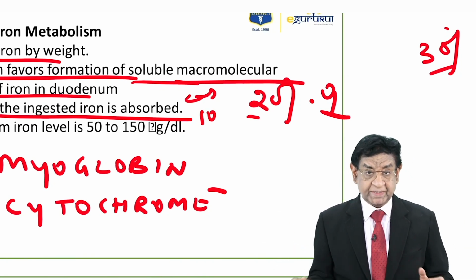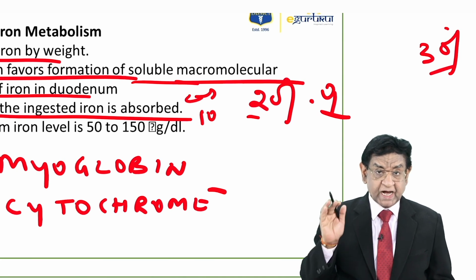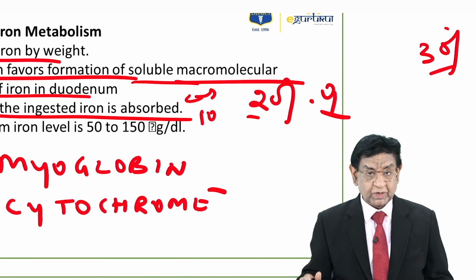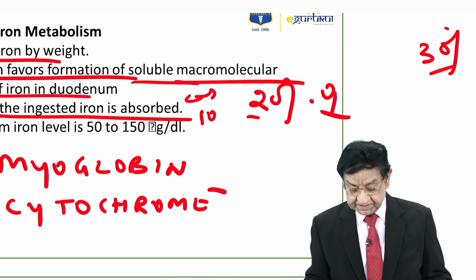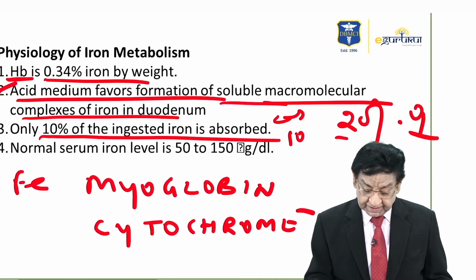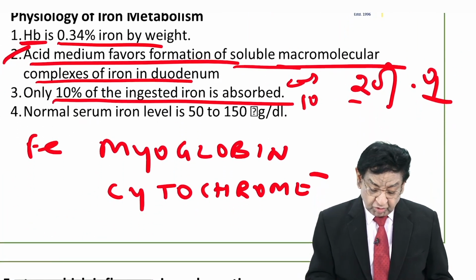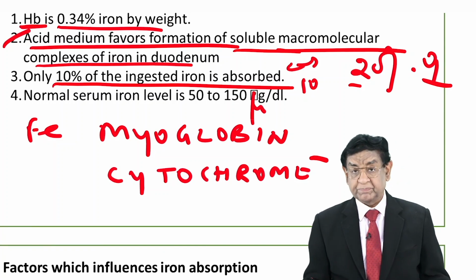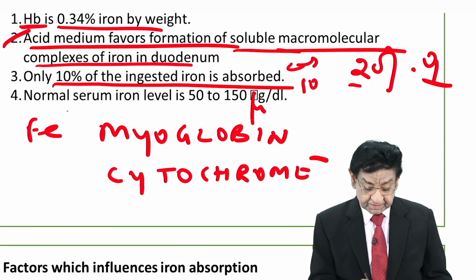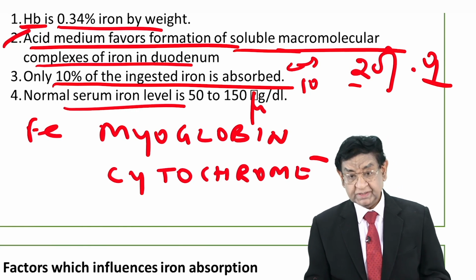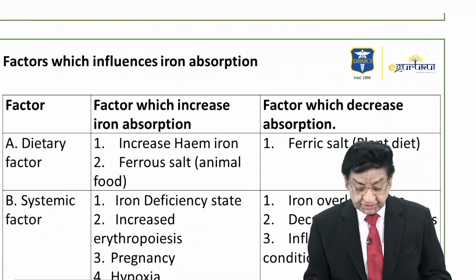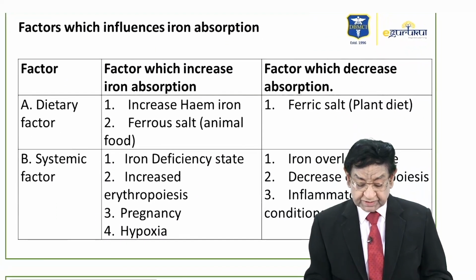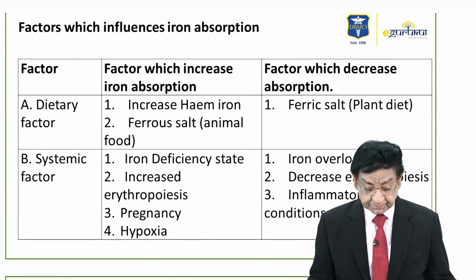It has special meaning. It means iron absorption is being controlled at the level of the GIT itself. This is a very important line for you. Normal serum iron level is about 50 to 150 micrograms per 100 ml. Simple. With this background, now let's move into factors which really influence iron absorption.